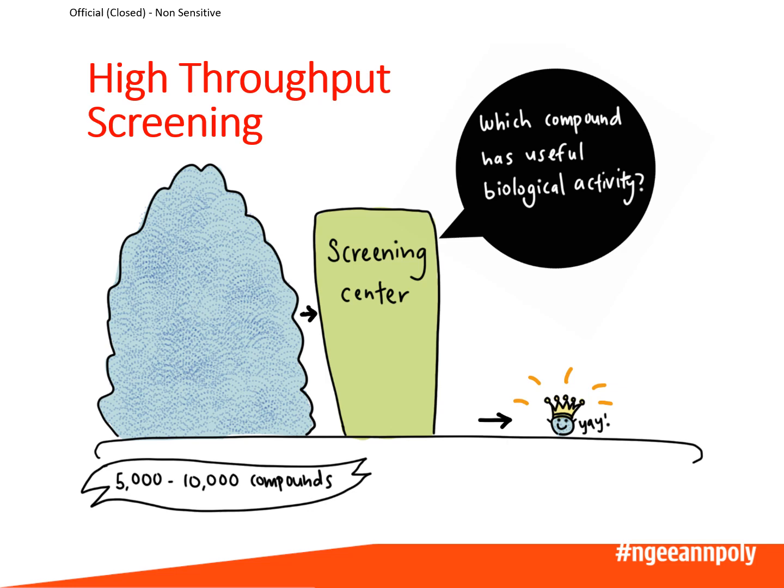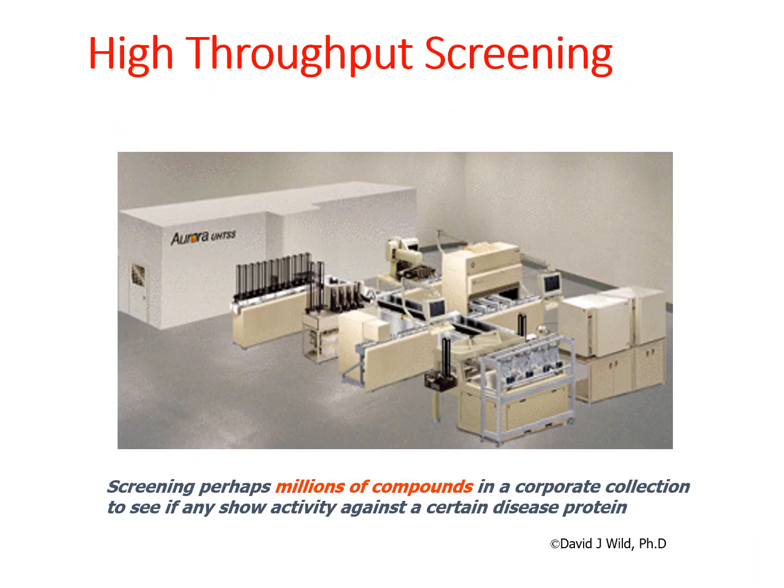With so many compounds in the world, how do we discover compounds that may have a useful activity for a specific disease? With the use of automation, high-throughput screening can be carried out to screen millions of compounds to identify those that show activity, for example, against a certain disease protein.